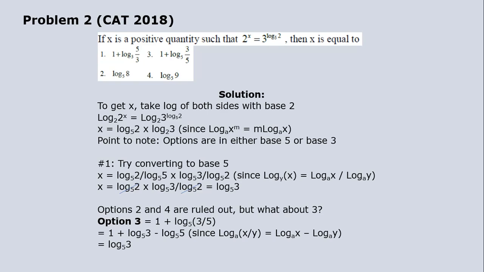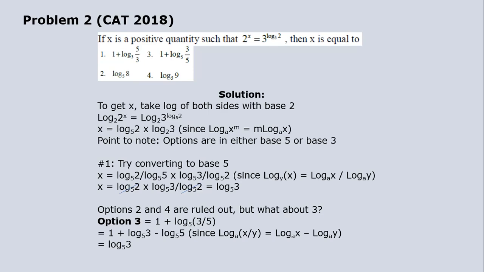If you look closely, 3 of the 4 options are in terms of log with base 5. If we convert our earlier expression to base 5, we get x equal to log of 3 to the base 5. Unfortunately, this still doesn't match any option. But don't worry, we are getting closer to the answer.